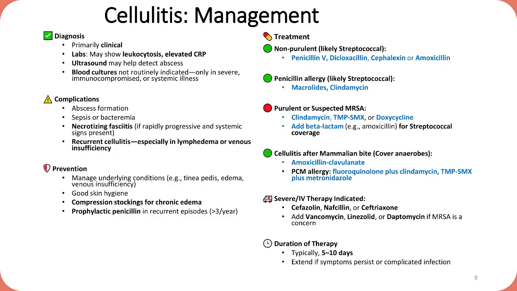Cellulitis resulting from mammalian bites requires broader coverage for anaerobes and Pasteurella species, with amoxicillin-clavulanate as the first-line agent. Complications include abscess formation, sepsis, and in rare cases, necrotizing fasciitis, particularly in rapidly progressive or immunocompromised patients.